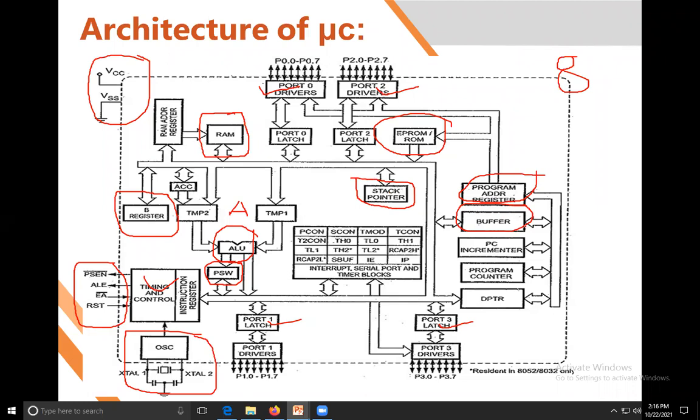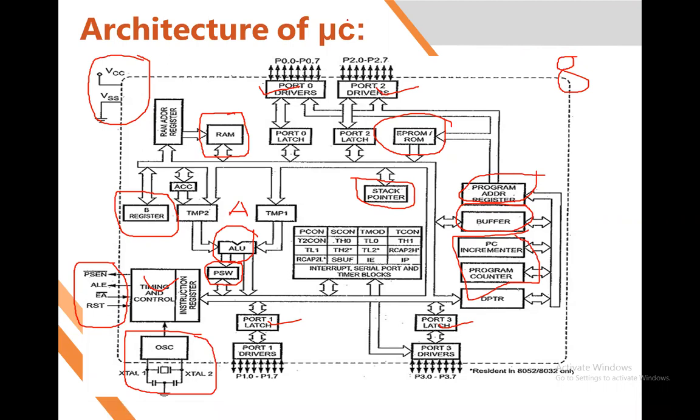We know that the program counter and the stack pointer are both 16-bit. The stack pointer is used for interrupt purposes. The program counter contains the memory locations of the instructions, and the stack pointer contains the addresses for interrupt purposes. So remember these things.